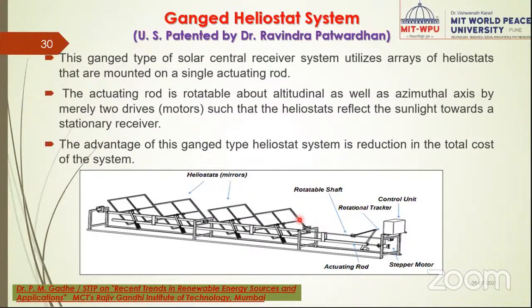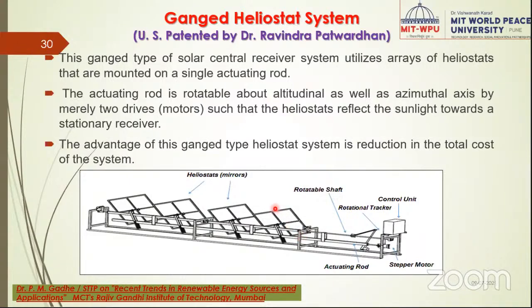In a conventional heliostat, for each mirror we need two motors. But here, by using only two motors, a number of heliostats can be tracked. That is the significant feature of this gang heliostat system. There is a rotatable shaft, and that rotatable shaft will track the heliostats. That is the important feature of this, and it will reduce the cost of the system by reducing the cost of the motors.